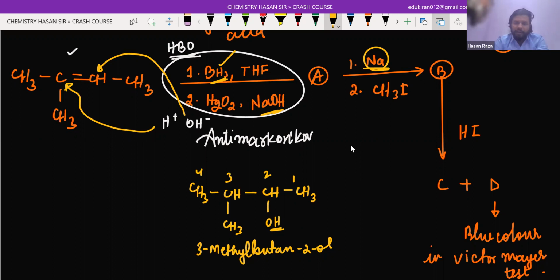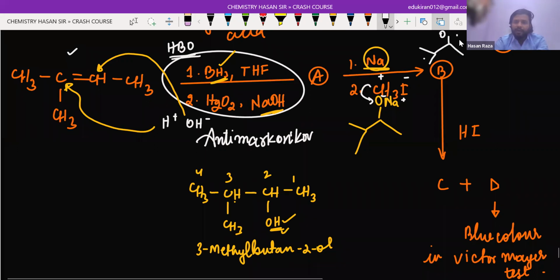So what you will be getting, I'm going to write the bond line structural formula. So I'm going to write it like this. 3 carbons are done. Now the 4th carbon and the 5th carbon and this OH, I'm going to write here. And I told you this hydrogen's place will be replaced by Na. Now you are going to react this with CH3I. That is the preparation of ether. If you remember the preparation of ether, this will have negative, this will have positive, so it will be attacking here. And the B product that you will be getting is this, O is here and CH3 as well is here.